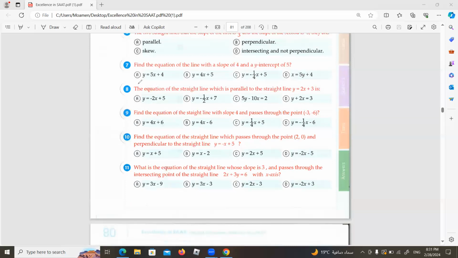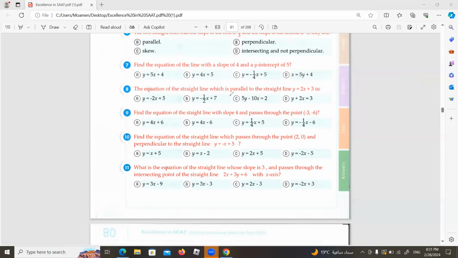For number 7, find the equation of the straight line with the slope equal to 4 and y-intercept equal to 5. Okay, so in number 7, the slope equals 4. Okay, y equal mx plus b. So y equal 4x plus 5. This is the answer for number 7, which is letter B, of course. Okay, I'm going to the next, number 8.